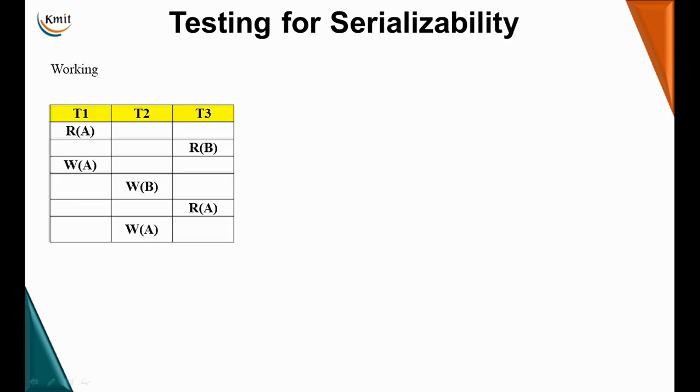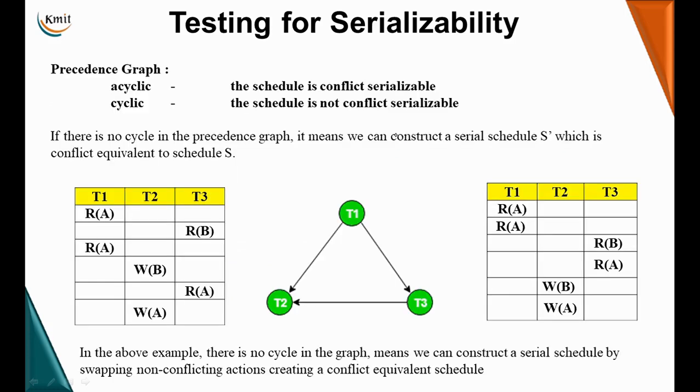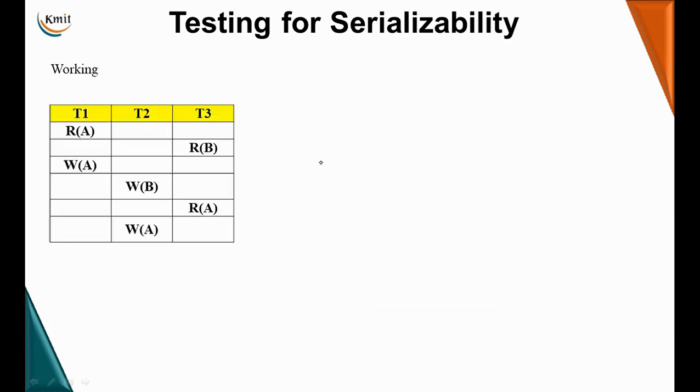Let's try to see this particular thing through an example and then we will come back to it. So here, when I take these transactions T1, T2 and T3, the vertices here are T1, T2 and T3, because there are three transactions in this schedule S. Now, how do we draw these edges?